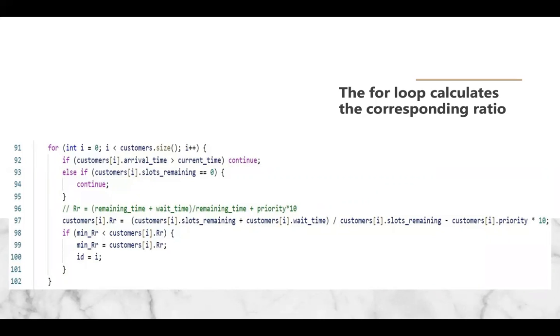The calculation formula of the response ratio is remaining running time minus waiting time, divided by remaining running time, priority multiplied by 10. Then the last if statement is to record the highest response ratio under the corresponding subscript ID. This part should be named max RR. The name was not good at that time, but it doesn't affect the program, so we didn't change it.